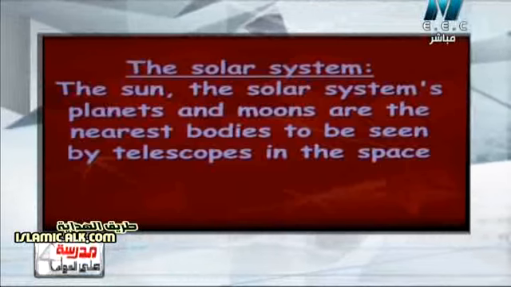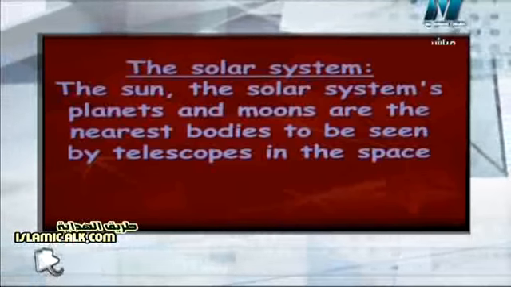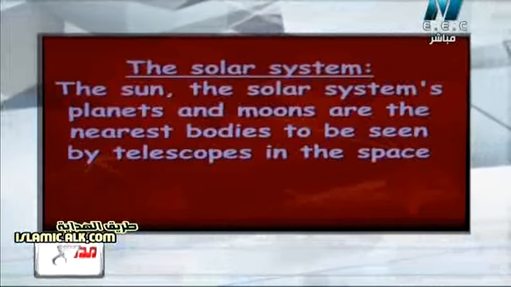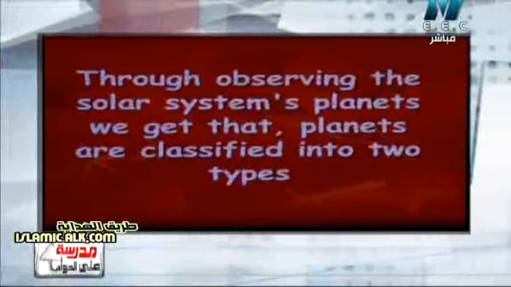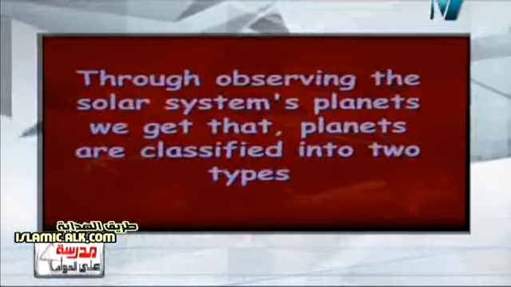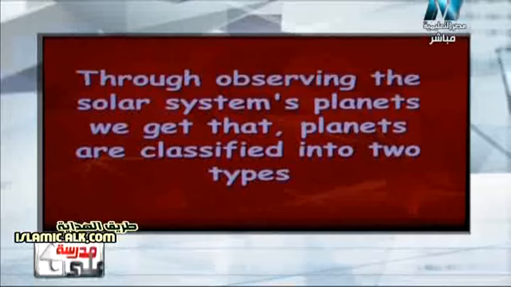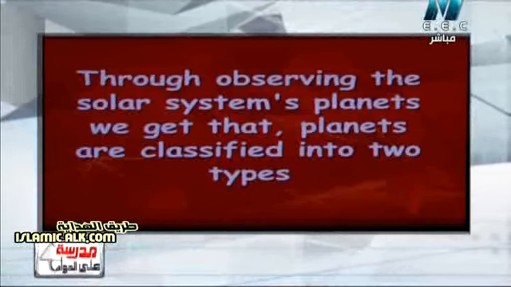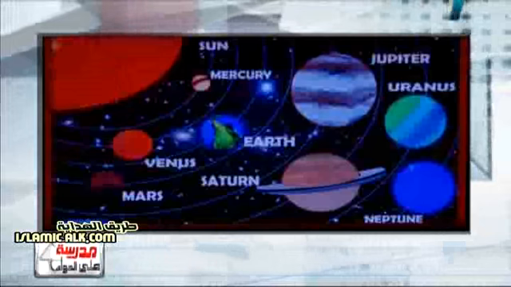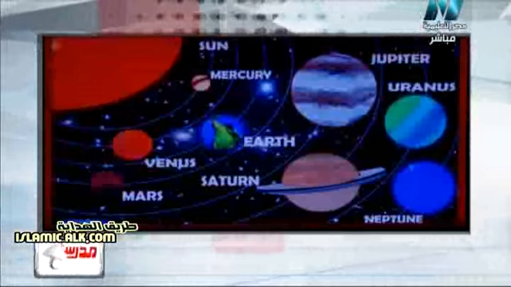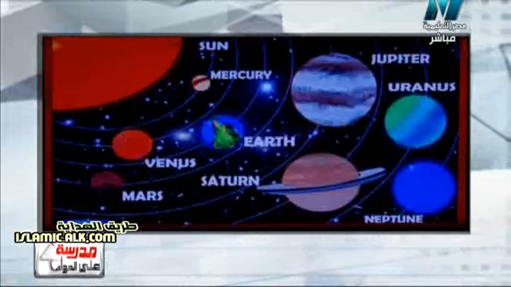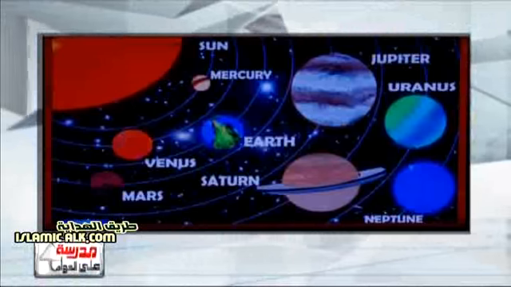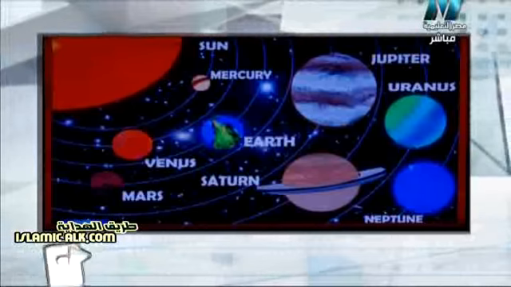So again, what's meant by solar system? Solar system includes the sun, the 8 planets, and also the moons which are found in this solar system. So through observing the solar system planets, we know that the planets are classified or divided into 2 types, which are the inner planets, Mercury, Venus, Earth, Mars, and the outer planets, which are Jupiter, Saturn, Uranus, Neptune.